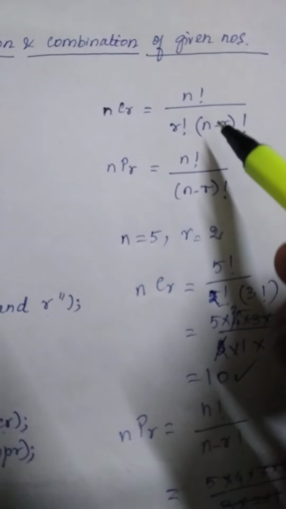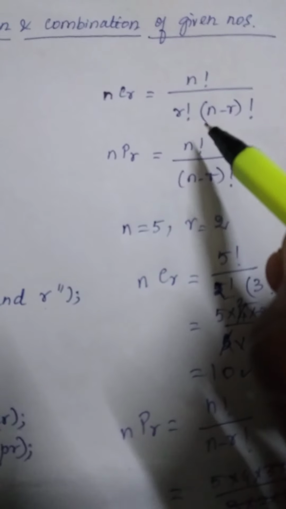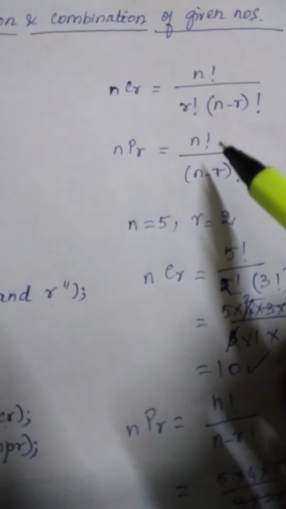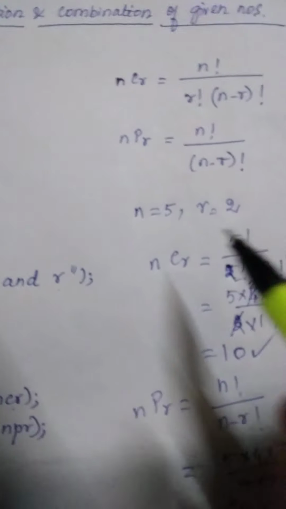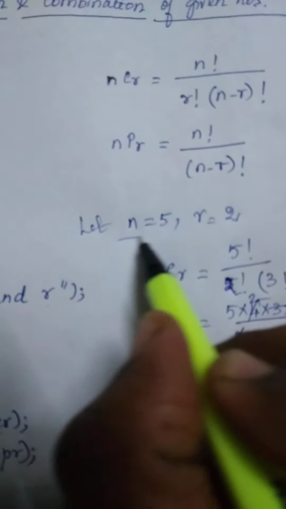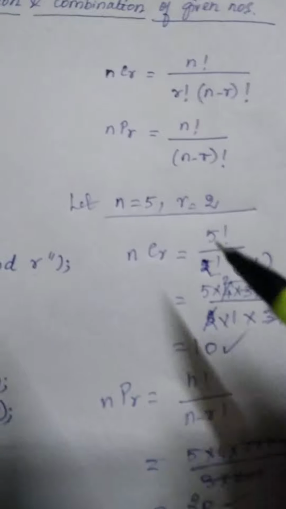NCR equals n factorial by r factorial into n minus r factorial, and NPR equals n factorial by n minus r factorial. Let's take these values. Let n equal 5 and r equal 2.